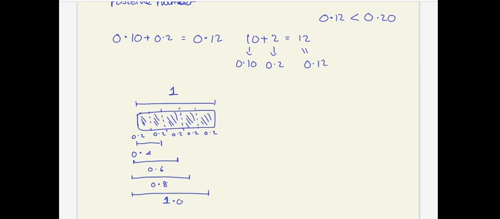And then if I add another 0.2 to this rectangle, then I am adding 1 plus 0.2. I am adding 1 whole plus 0.2. So I'm going to get 1.2, which is a number that is larger than 1.